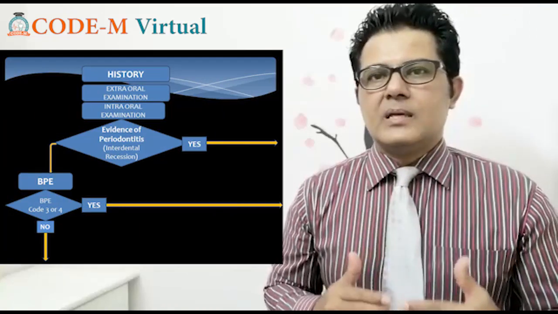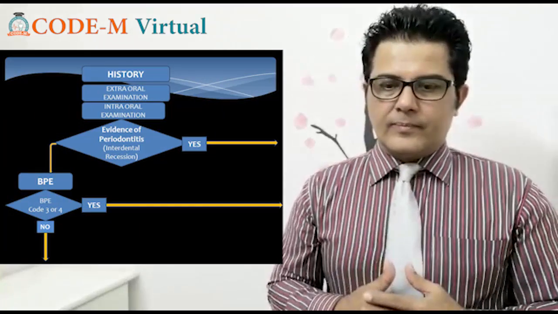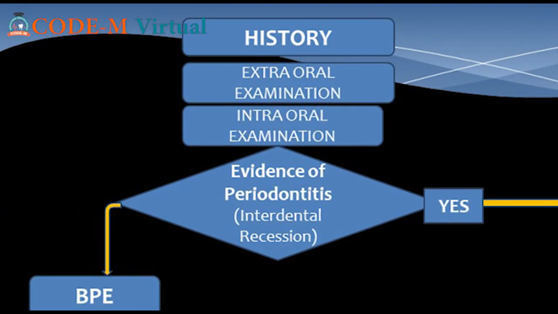So now we come to the step-by-step examination of the patient, how we are going to examine a patient and how we will diagnose a patient with a periodontal problem, and what will be our definitive diagnosis and what will be our treatment plan. First of all, we will take a history, extraoral examination, intraoral examination. If there is evidence of periodontitis, we will check the interdental recession, of course.